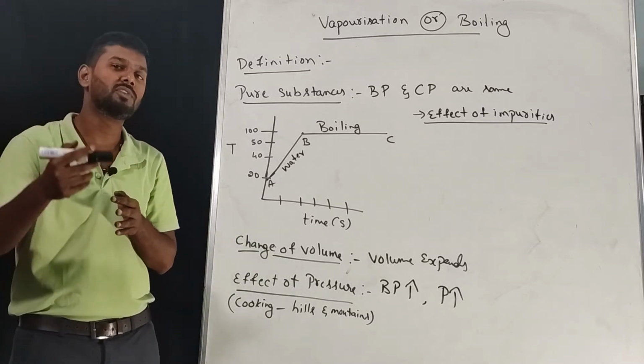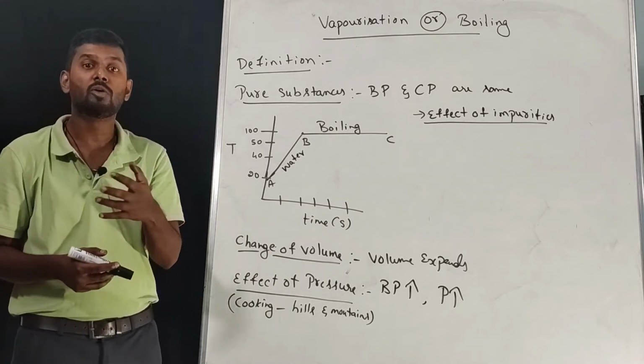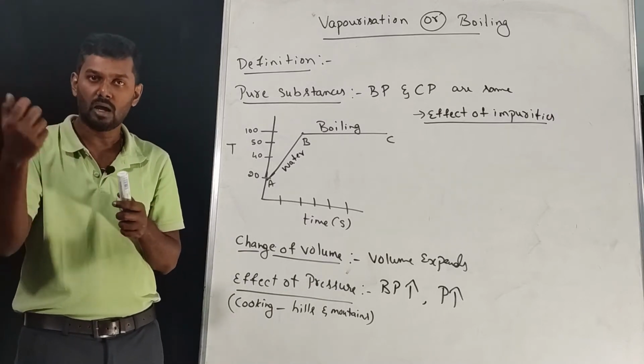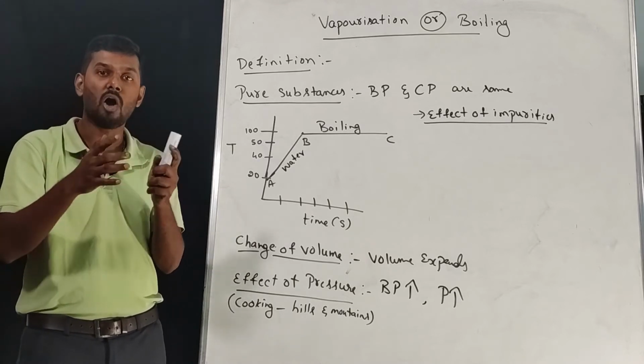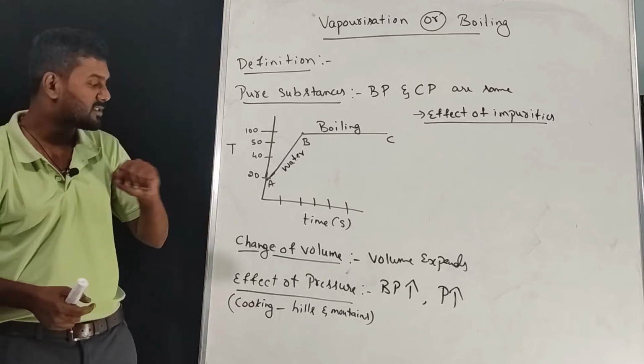So what is the advantage of this? The vegetables or any cooking items will cook faster, and after cooking also, the temperature of the cooking material will remain high for a longer time. That is the advantage of the pressure cooker.